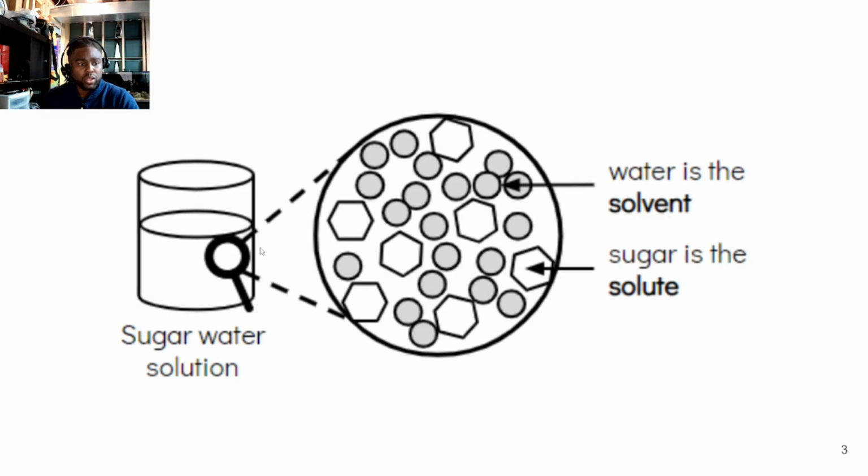So here we have a quick little illustration to help you out. We have sugar water in solution form. We can see that the water is the solvent, these circular particles, and then the 1, 2, 3, 4, 5, 6 hexagonal particles are the sugar particles, which are the solute.